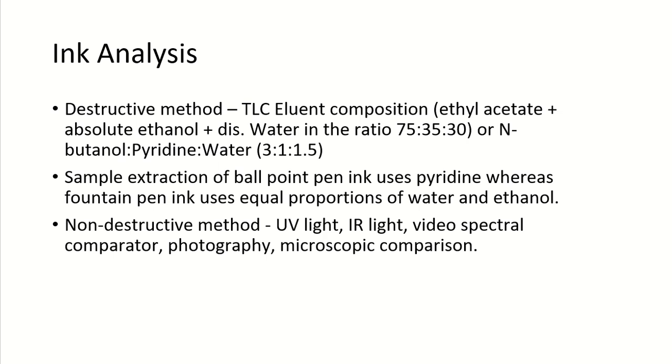Ink analysis by TLC or thin layer chromatography: the solvent system would be ethyl acetate, absolute ethanol and distilled water in the ratio 75 to 35 to 30, or n-butanol, pyridine and water in the ratio 3 to 1 to 1.5. The extraction of ballpoint pen ink is done using pyridine, whereas for fountain pen ink, equal proportions of water and ethanol are used for extraction.